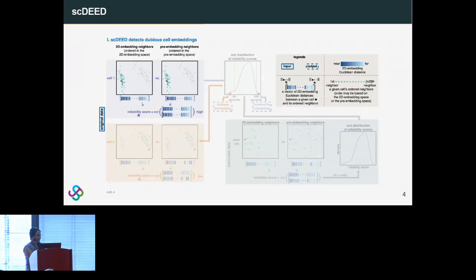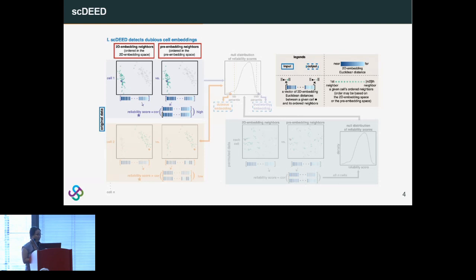The key idea behind scDEED is that the neighbors should be visually similar. So we capture this relationship by using distance vectors, with the distances calculated in the 2D embedding space between a cell and its nearest neighbors, with the nearest neighbors defined either in the pre-embedding space or the post-embedding space. The pre-embedding space is usually the PCA space, but it's actually just whatever you would use as input to t-SNE or UMAP. So there can also be other ways besides just PCA.